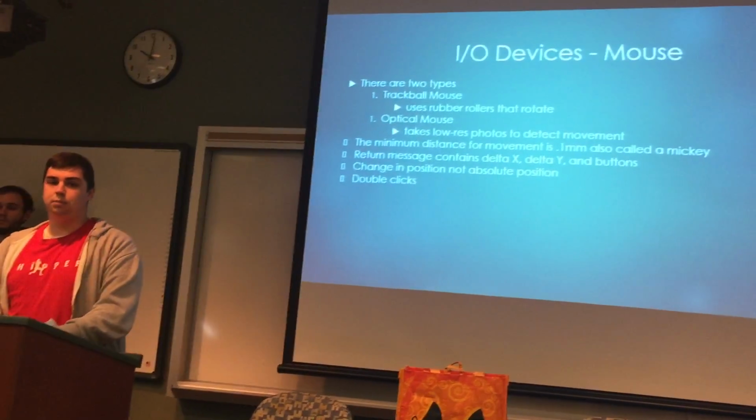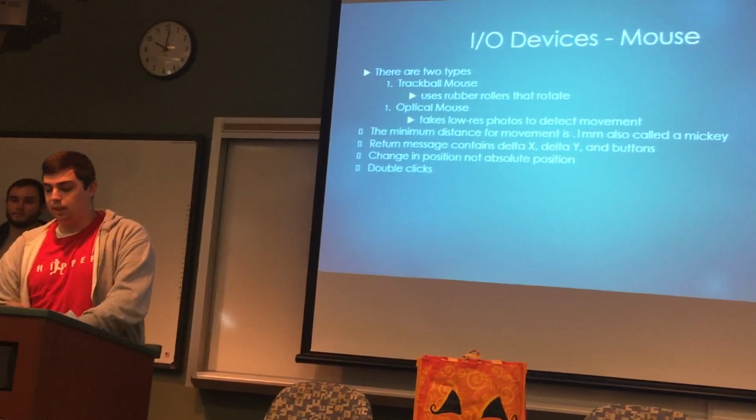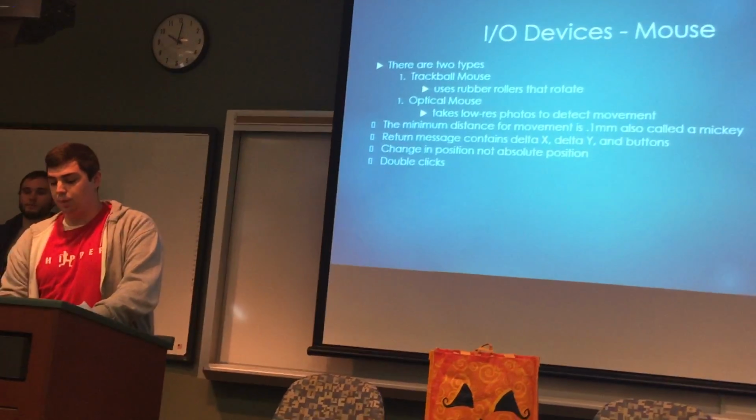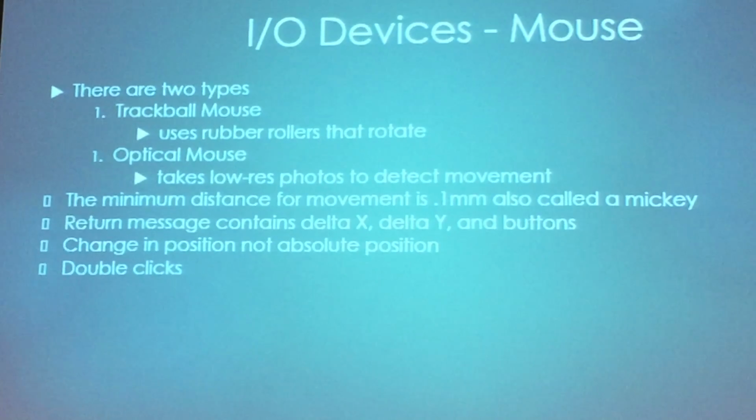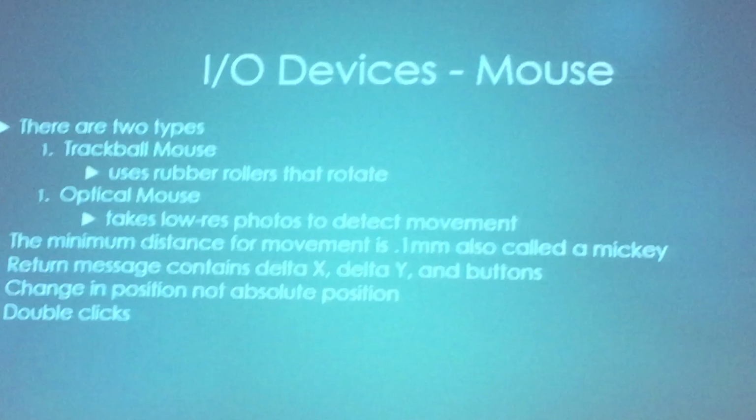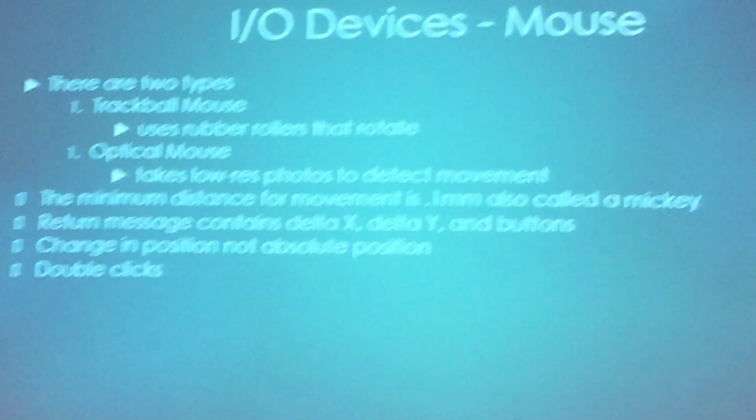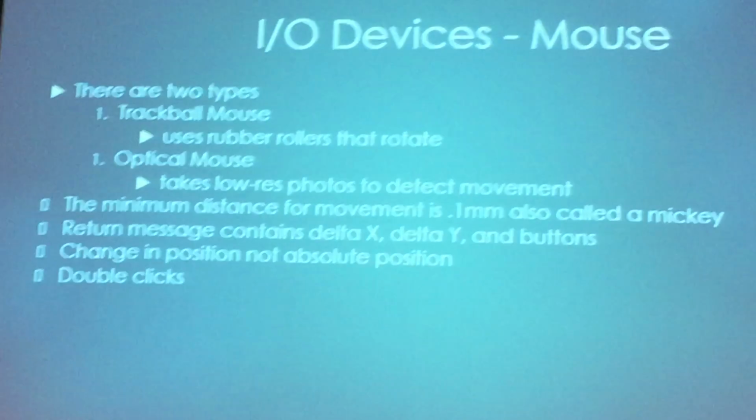The message that it sends back and forth contains delta X, delta Y, and how many buttons it has. These messages are usually sent up to 40 times a second. Mice can only calculate the change in position and not the absolute position.